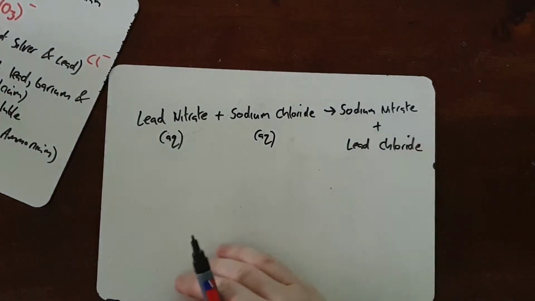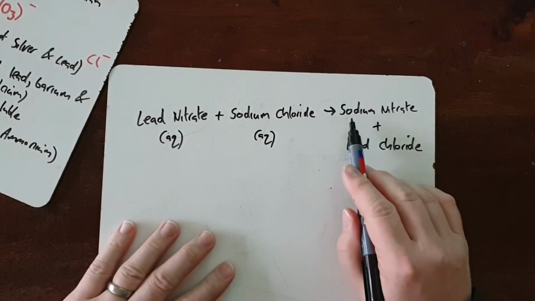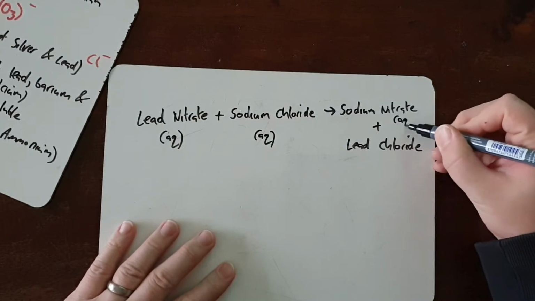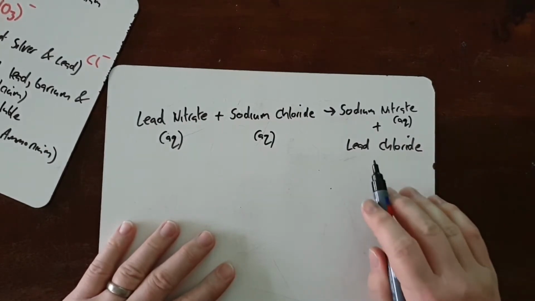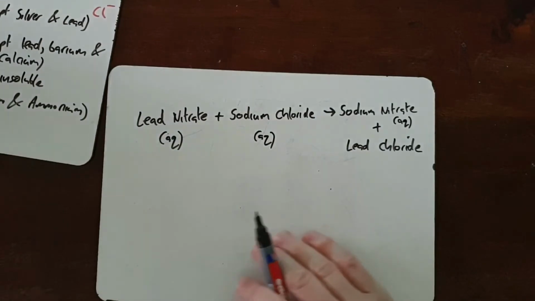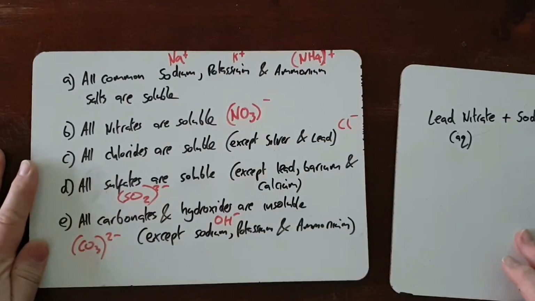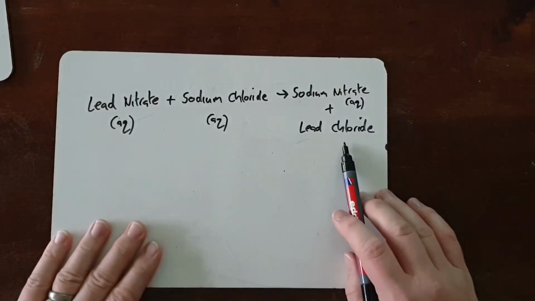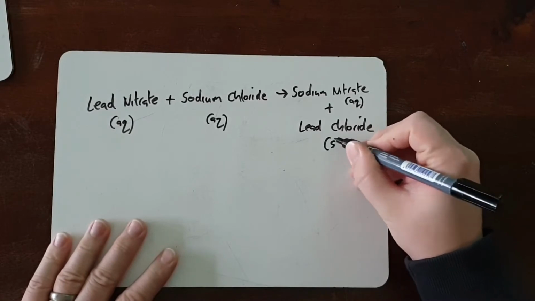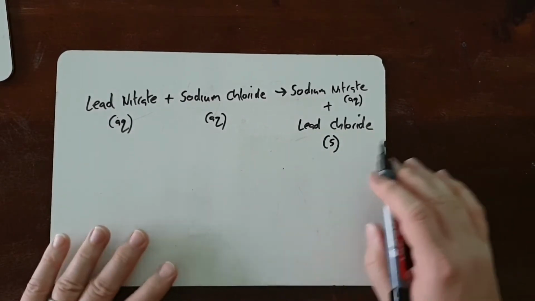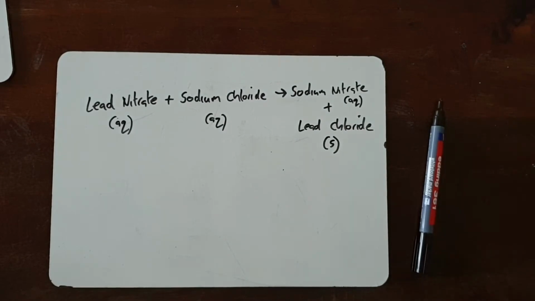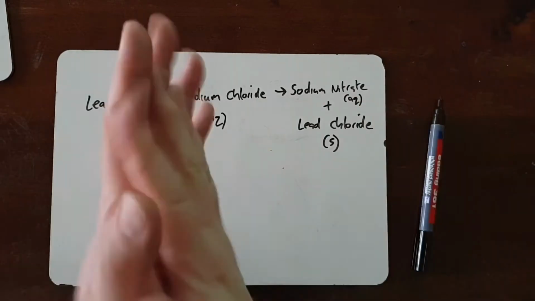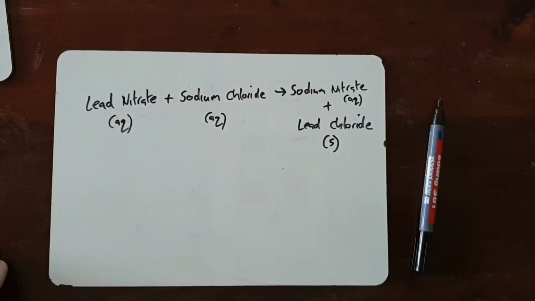Then we look at sodium nitrate. Well, hopefully we remember from rule A, all sodium things are soluble. So we put AQ. And then lead chloride. If you've written this down, this is rule C. If you look at rule C, all chlorides are soluble except for lead. So that means lead chloride would be insoluble, so it would appear as a solid. That's called a precipitate. I'm just going to pause the video. Well, you guys don't have to pause it. Hopefully you'll see, through the magic of brilliant editing, a little practical now.